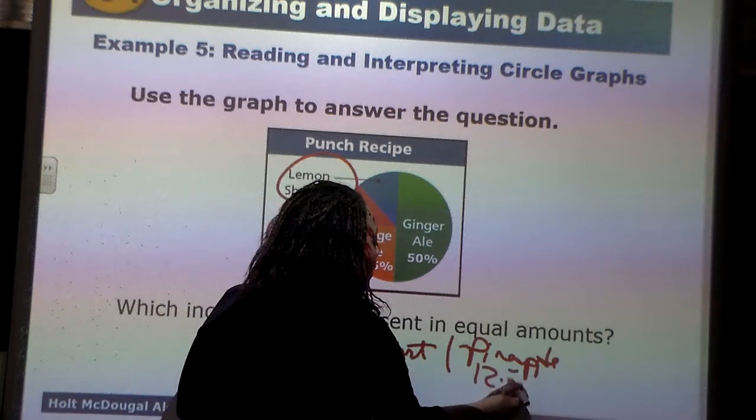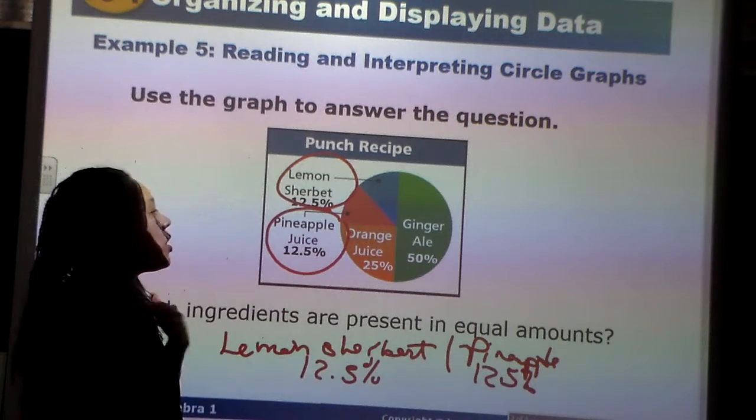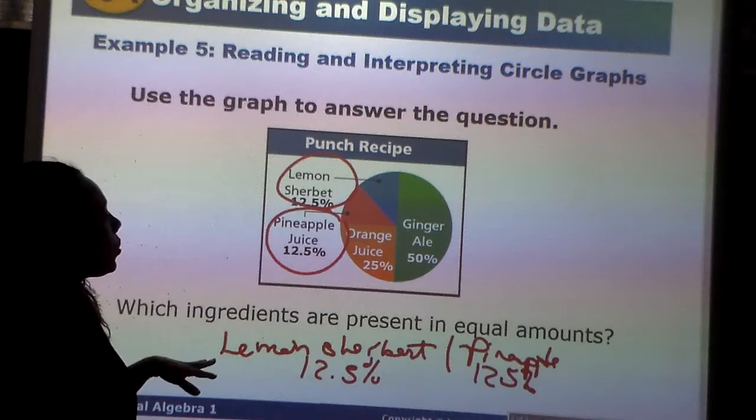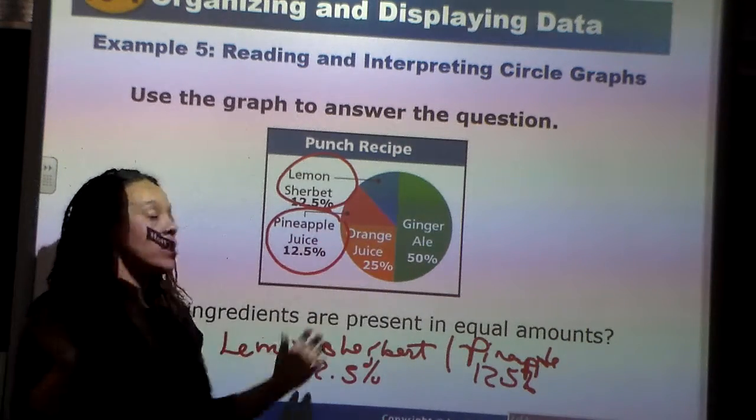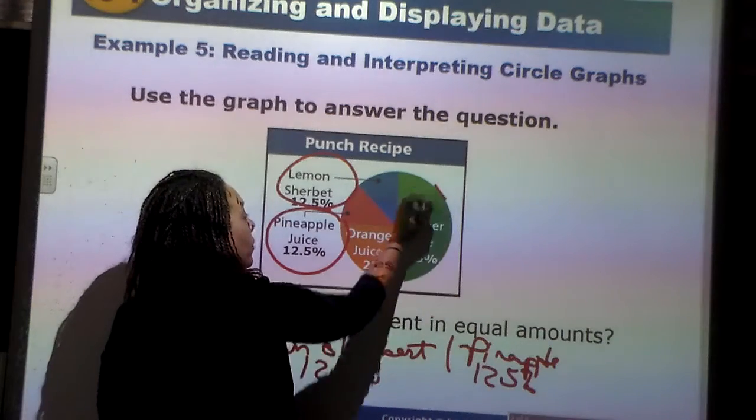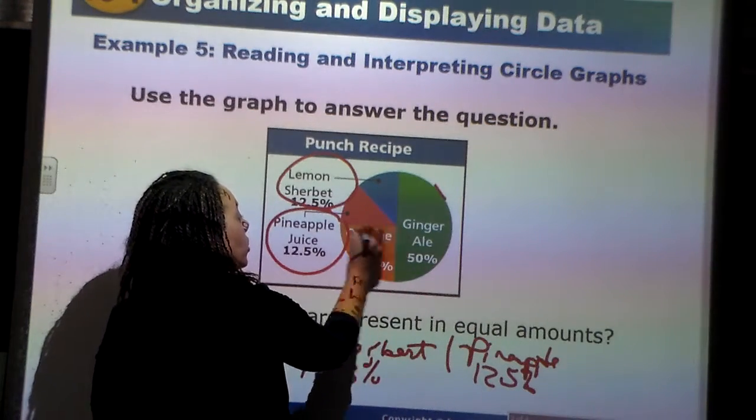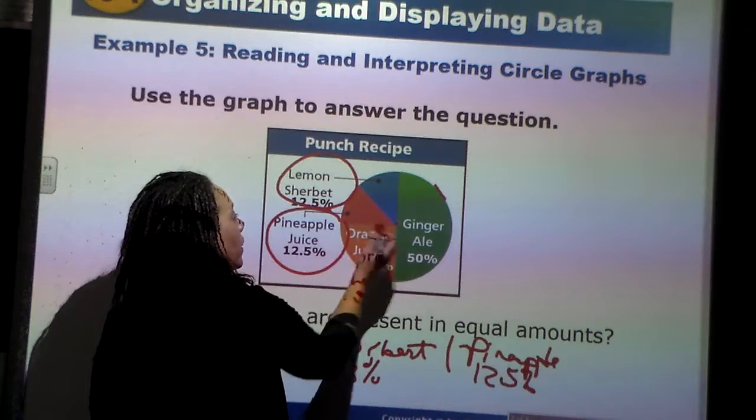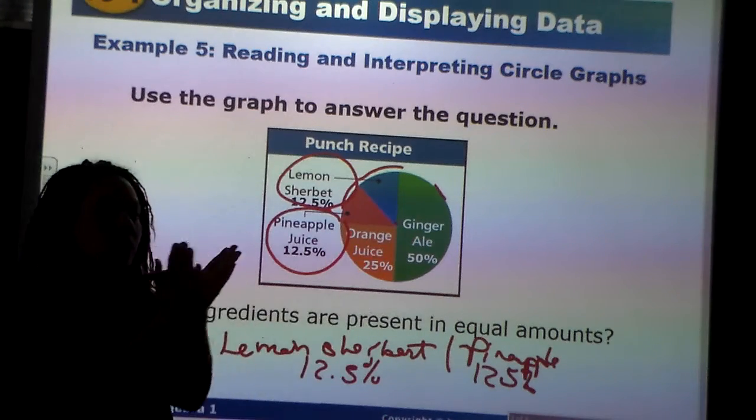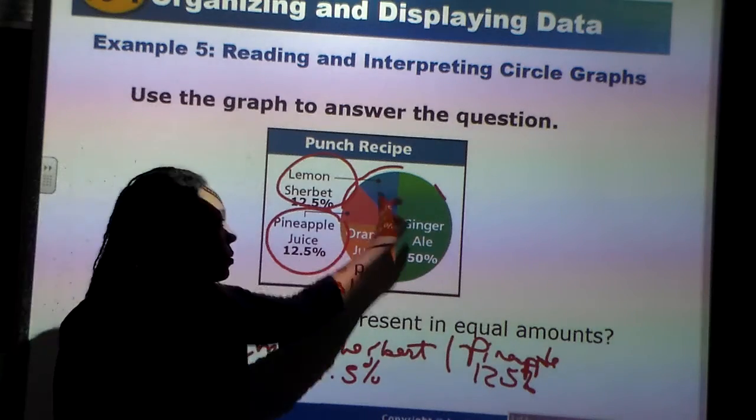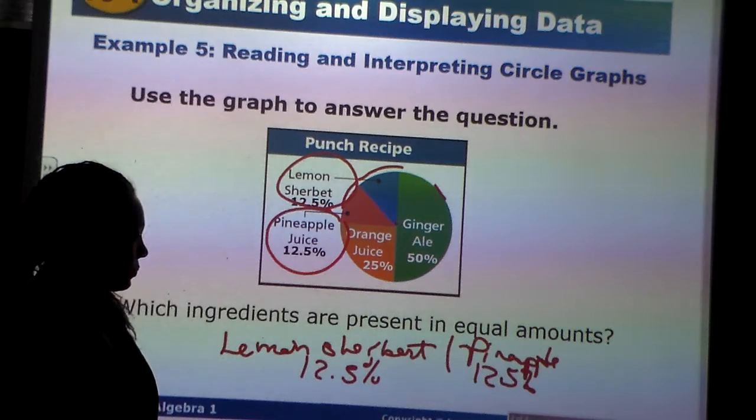Now if they did not give you the numbers, you would be actually looking for the ones that look like they're identical in size value. Obviously this is half of it over here. This is a large chunk of it, a quarter of it. These two look about the same in shape and form, okay? Like the measure of these would be the same. Sometimes that's what you have to look for.